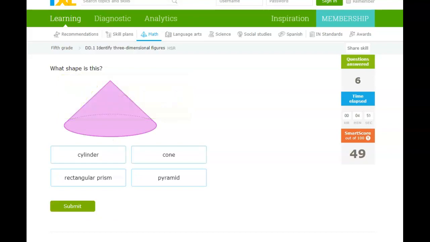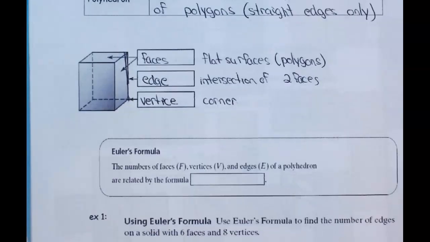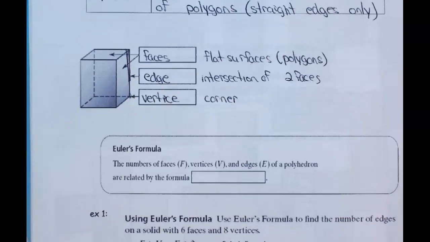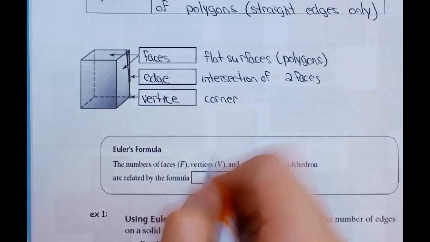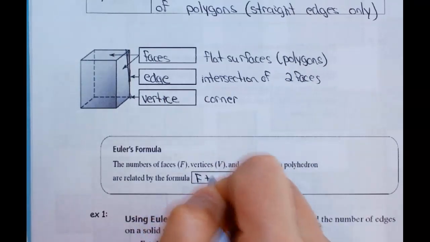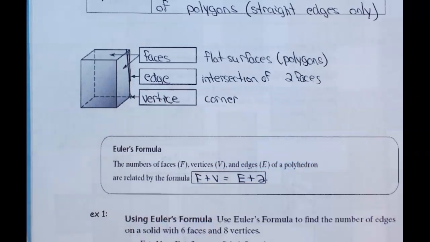Okay, let's flip back to our notes then. There is a specific formula called Euler's formula that relates the faces, the vertices, and the edges. That formula is F plus V equals E plus 2. And if you look at your formula sheet, it is on there as well.